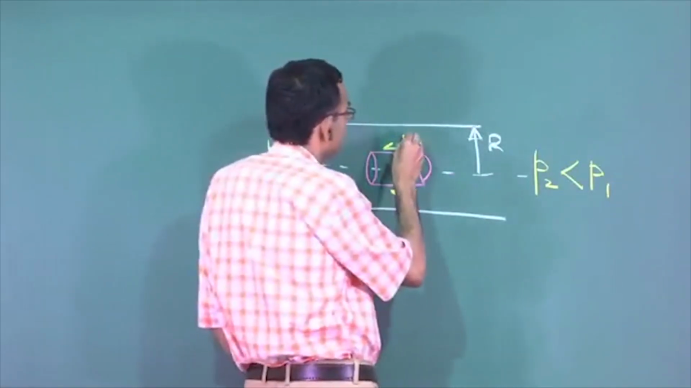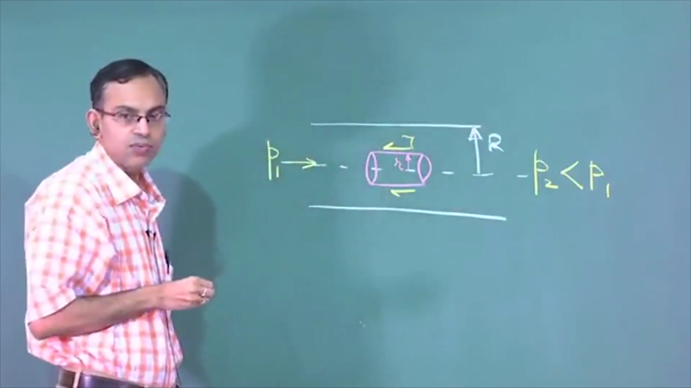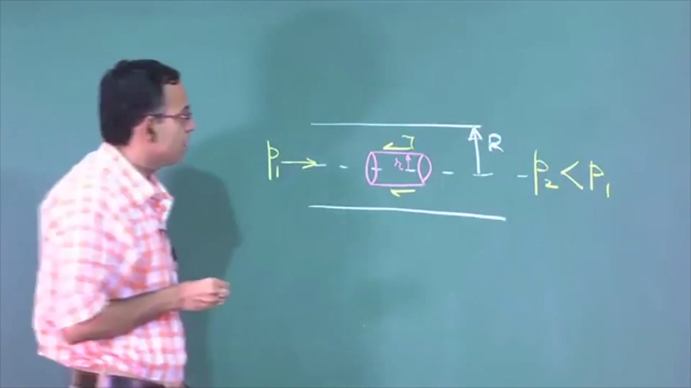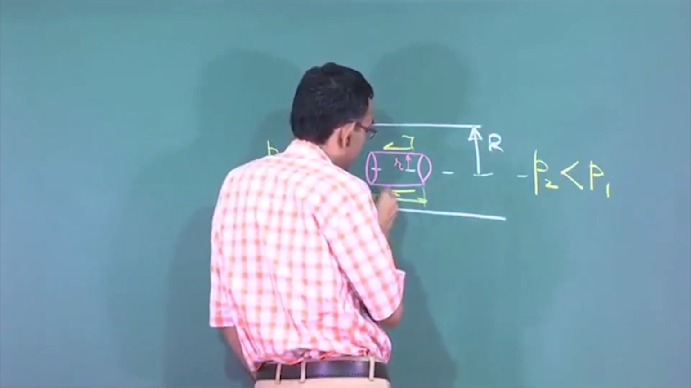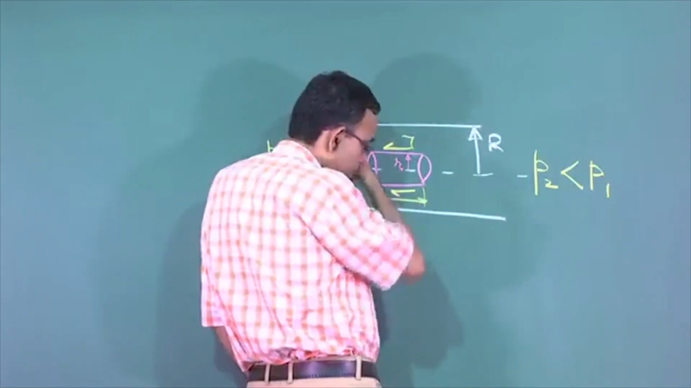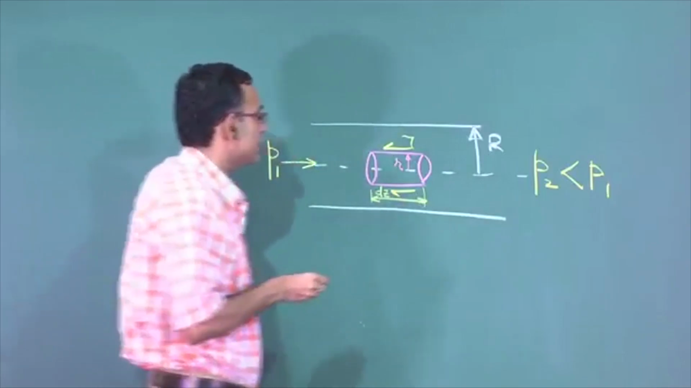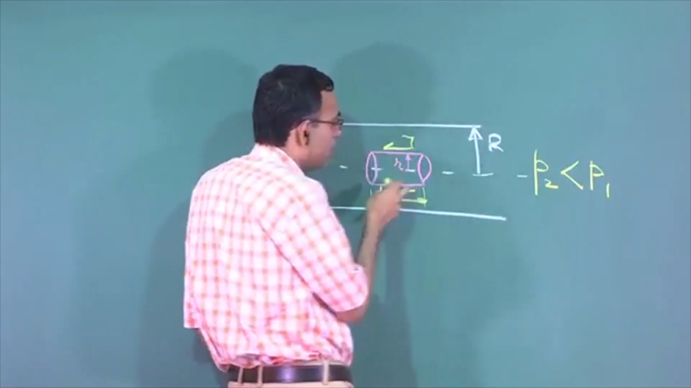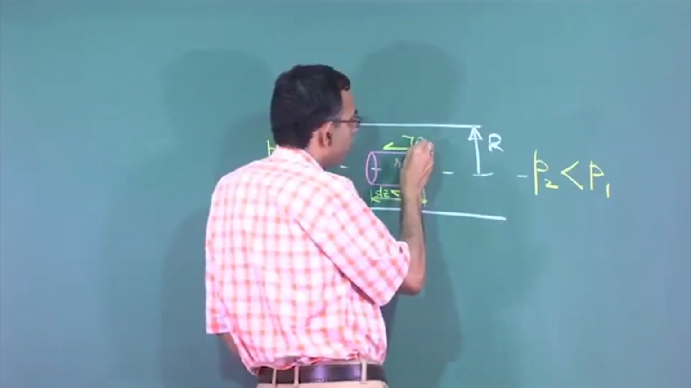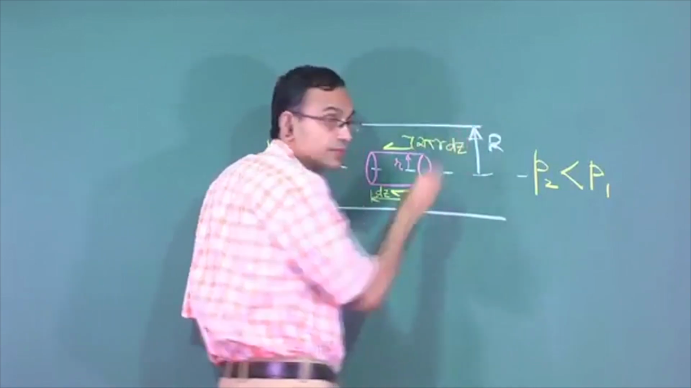So, now if you call this tau, which is the shear stress, and let us say that this is dz, then this force is tau into the surface area of this imaginary cylinder. So, 2 pi r into dz.